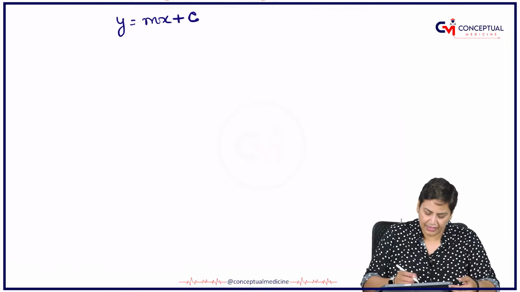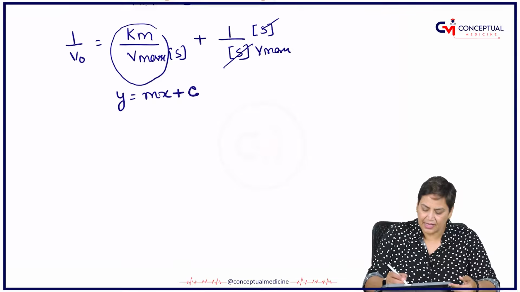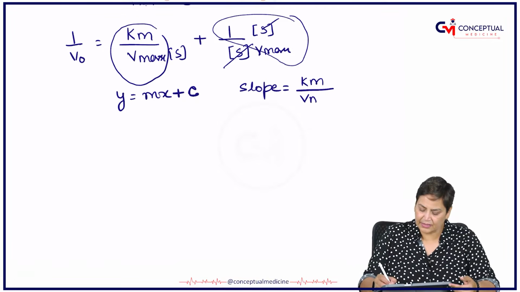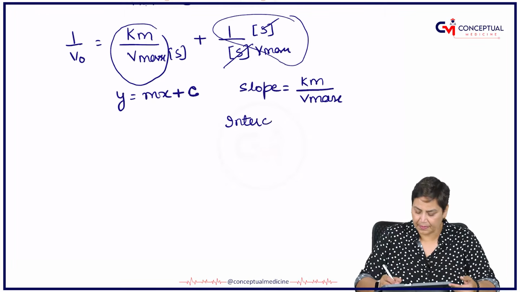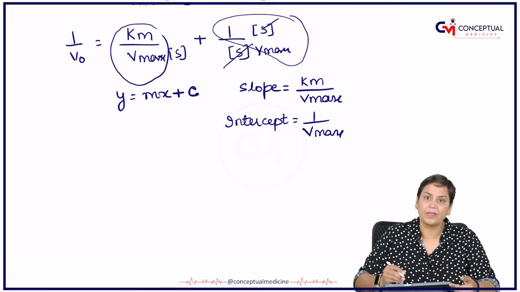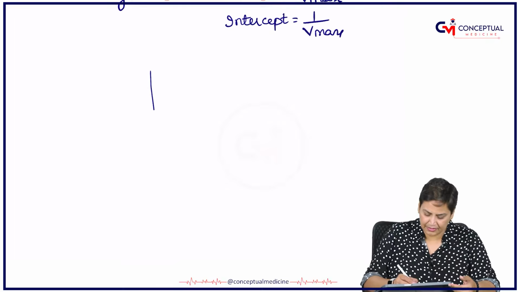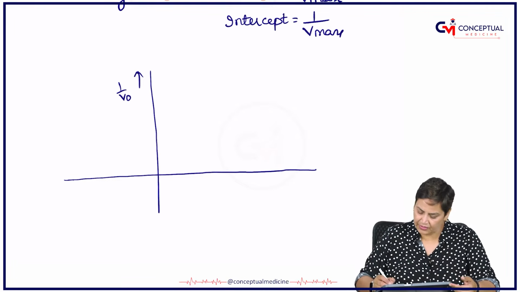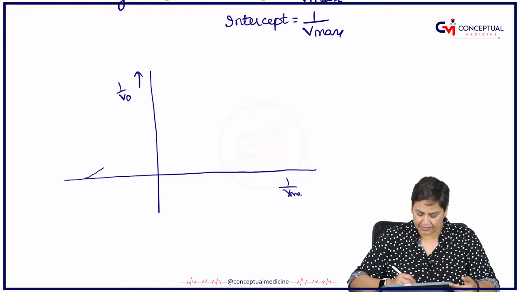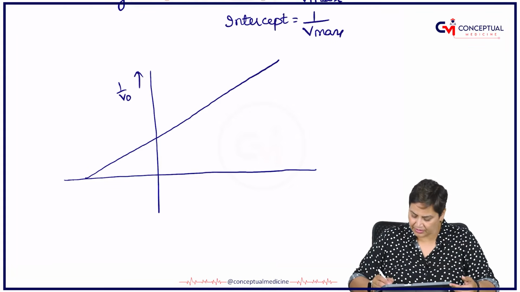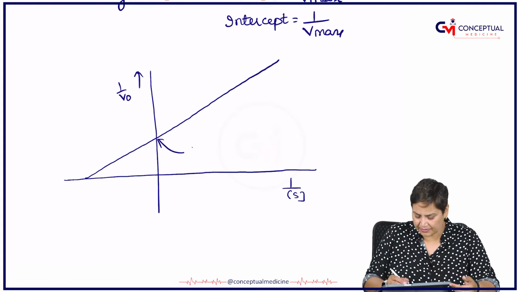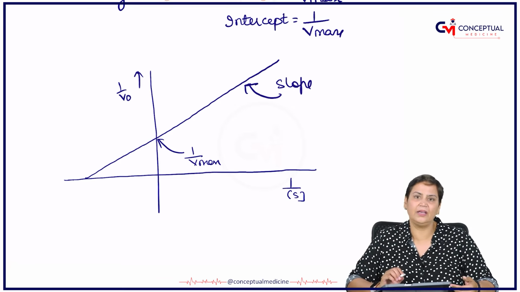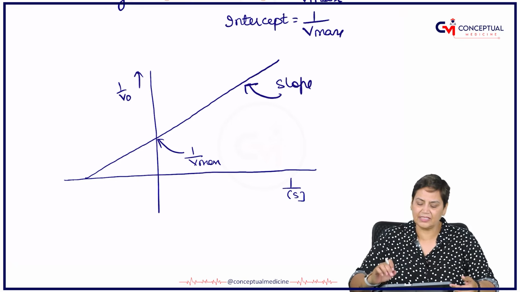Okay. And if we plot a graph, this becomes the slope, the S's will cancel and this will become the intercept. So I can say that slope will be Km over Vmax and intercept would be 1 upon Vmax. And if we plot a graph, since it is a straight line graph, this is 1 upon V naught, this is 1 upon substrate concentration. This will be your 1 upon Vmax or the intercept, and this will be the slope. So this is the Lineweaver-Burk plot, which is a reciprocal of the Michaelis-Menten equation.